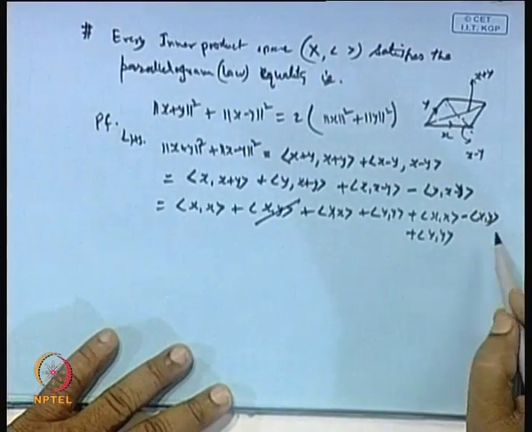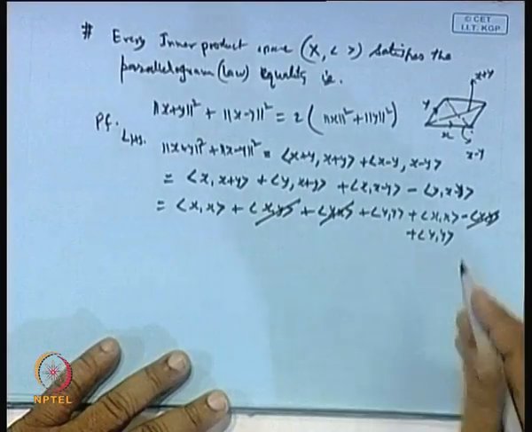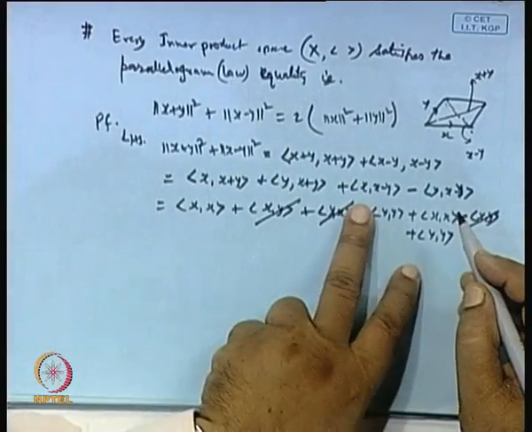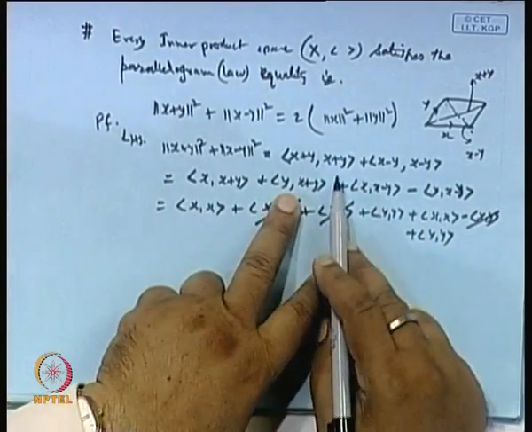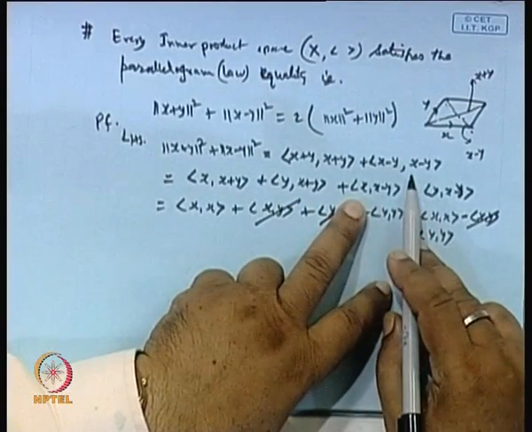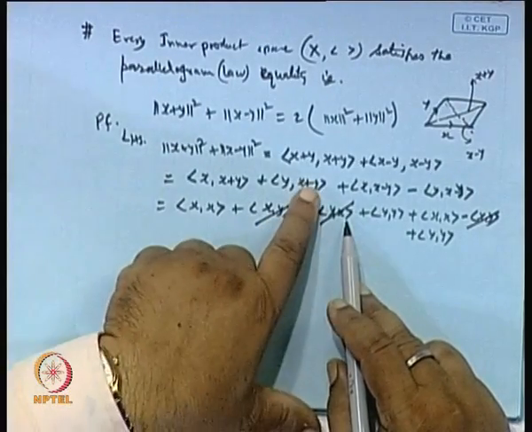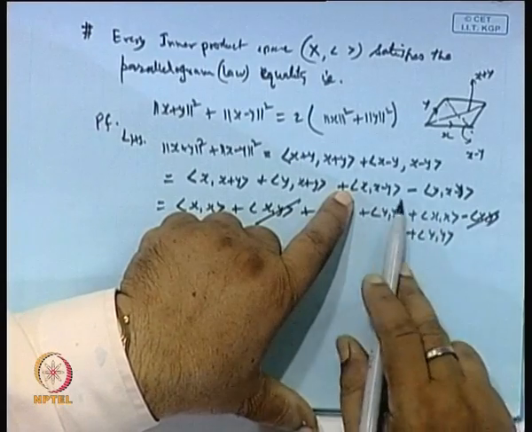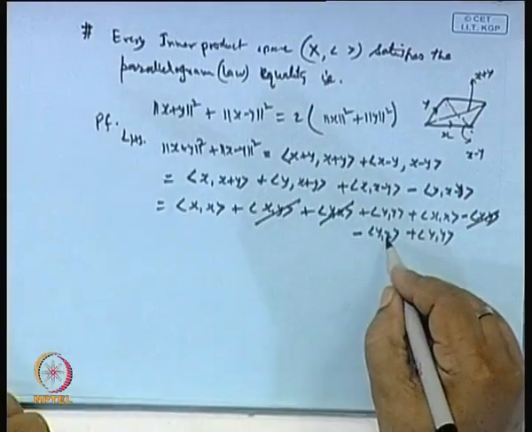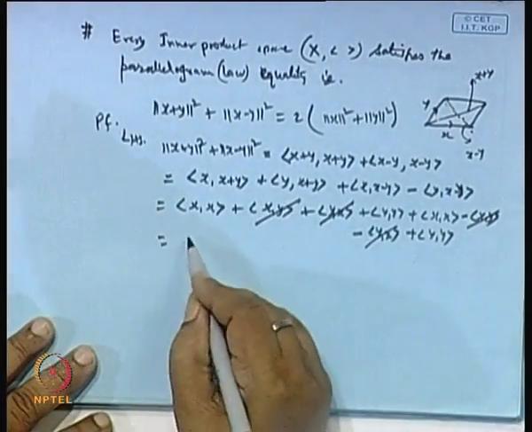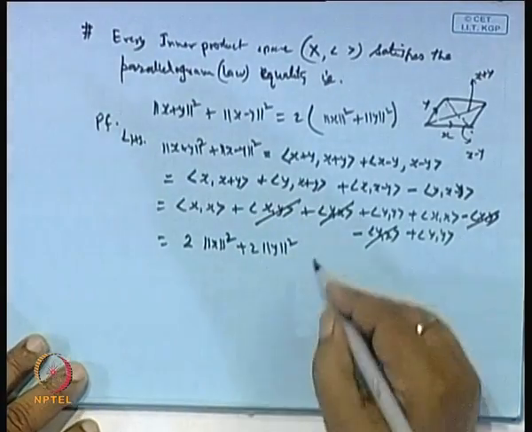Now, you will see that the cross terms get cancelled, and what you are getting is 2 times x comma x, which is norm x square, plus 2 times y comma y, which is norm y square. So, this proves it. Clear?